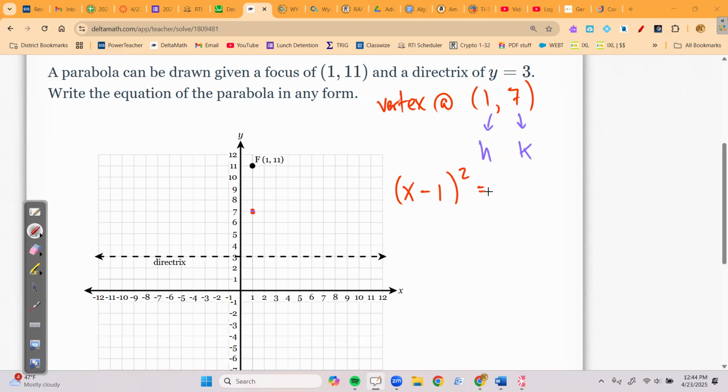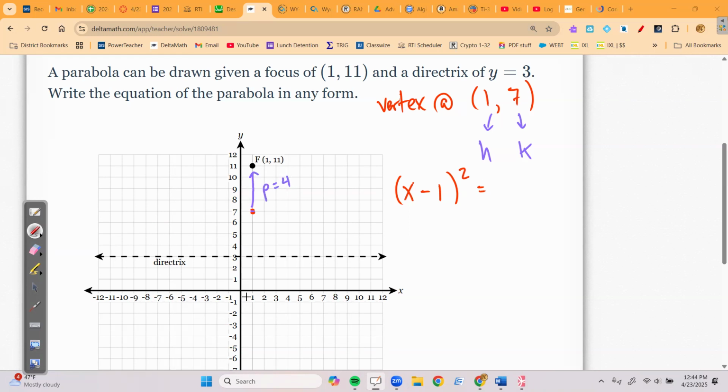And right away we hit a wall. There's a new guy. What's p? 4. Good. And it is positive 4, just for the record. It would matter. And I'll try to show you a mixed bag of examples. But in this case, P is positive 4 because the focus is 4 units above the vertex. And so that tells us that the P value, the focal distance, is 4.